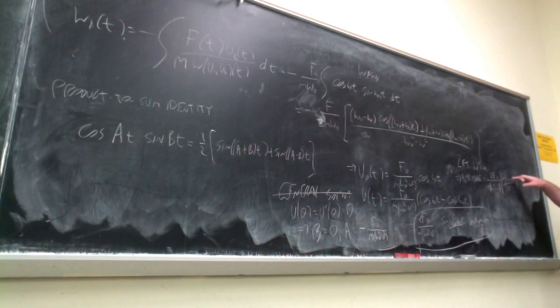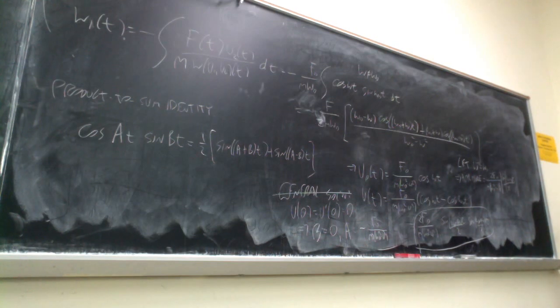Now, since omega naught and omega are close to each other, that part is almost 0. But the point is, there's an amplitude that varies over time. So the motion of the object exhibits what's called a beat. Like when you have two tuning forks of nearly similar frequencies that are excited at the same time. So that's the behavior that you see in that case.